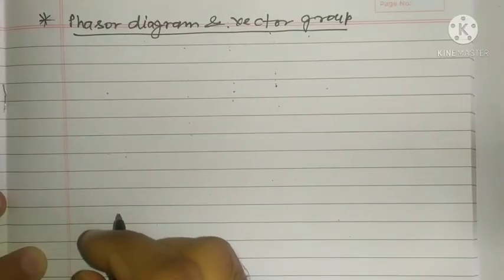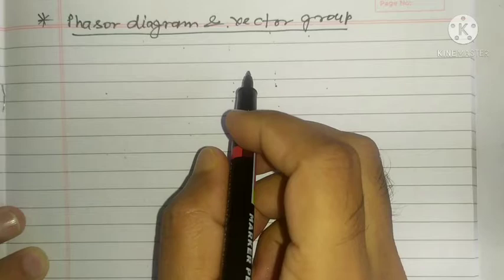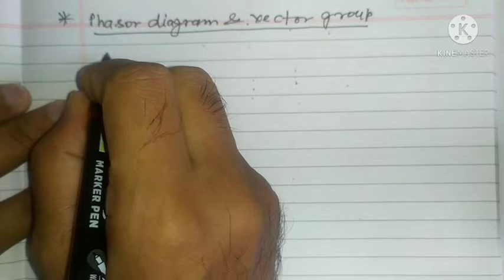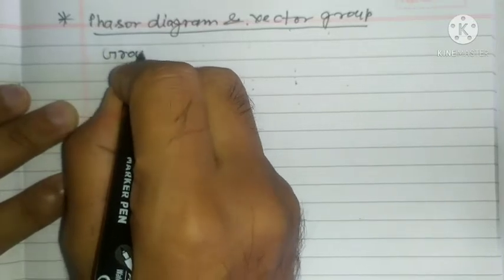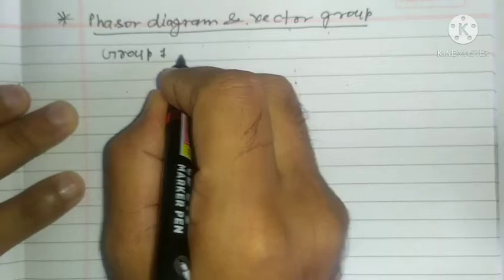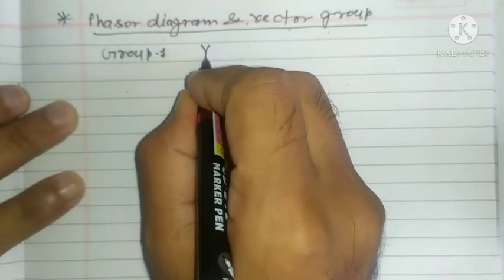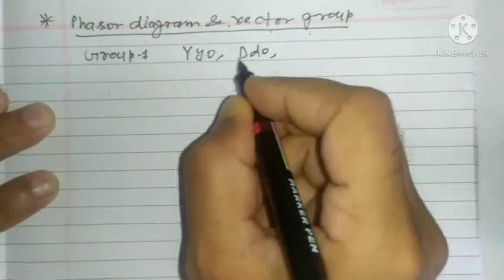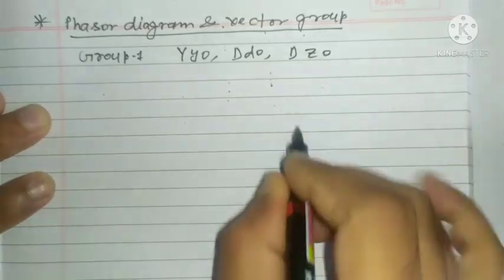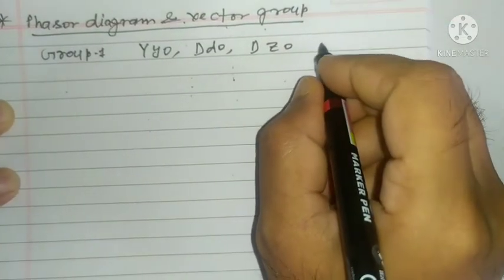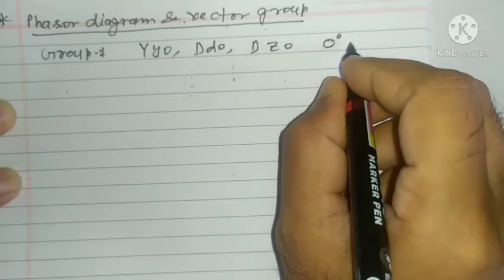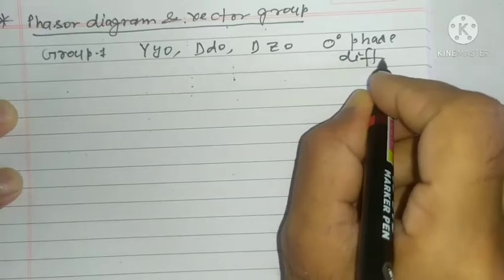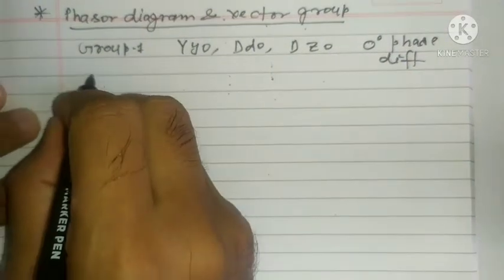Let us see phasor diagram and vector group of three-phase transformers. So what are the groups for three-phase transformer? They are group 1, which belongs to Yd0, Yd0 and Dz0. Here phase displacement or phase difference is 0 degree.